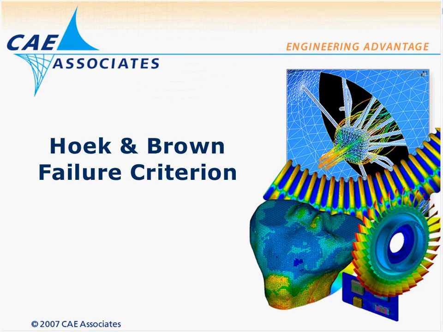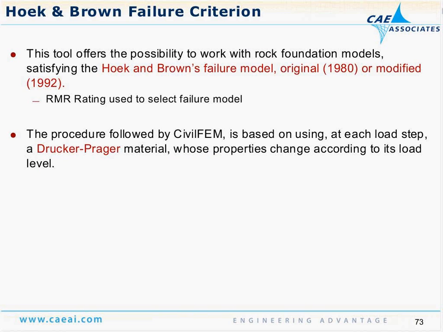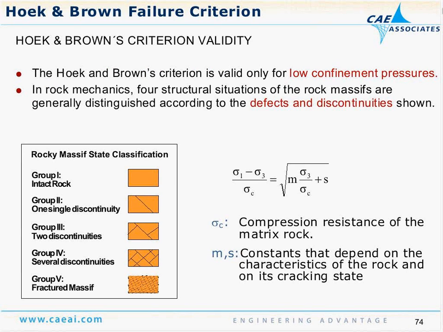A feature that CivilFEM has added on the computational end is the ability to define the Hoek and Brown material failure criterion for rock. It allows us to look at the rock mass rating and select a particular failure model, whether we use the original or modified response. And CivilFEM uses its capability in conjunction with ANSYS to create an iterative loop for solving using the nonlinear Drucker-Prager material law. We can look at different confinements.